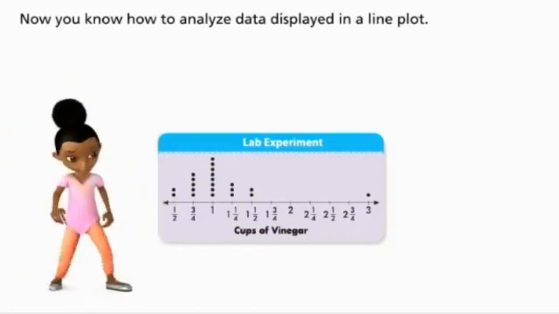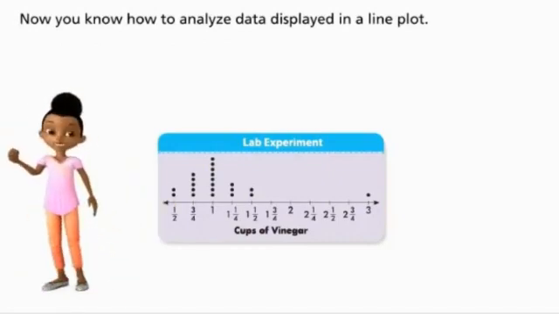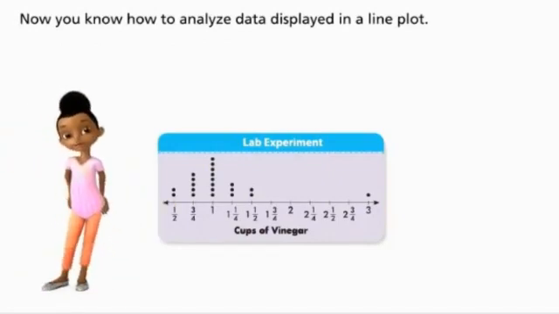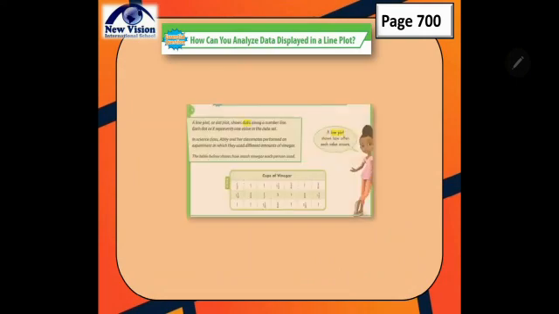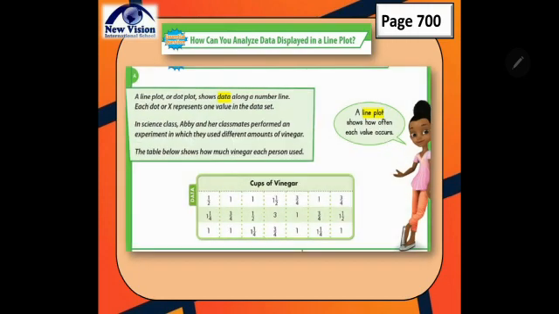Now you know how to analyze data displayed in a line plot. Let us review the video about the essential question: how can you analyze data displayed in the line plot? A line plot or dot plot shows data along a number line. Each dot or X represents one value in the data set. A line plot shows how often each value occurs.